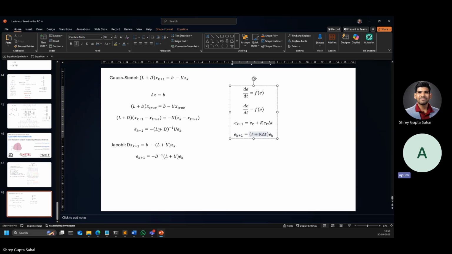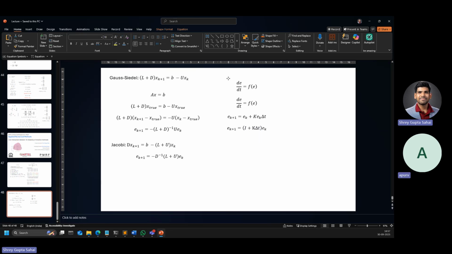So basically, we're trying to say how E of K will evolve, and it can very well be represented by a continuous system also, right?